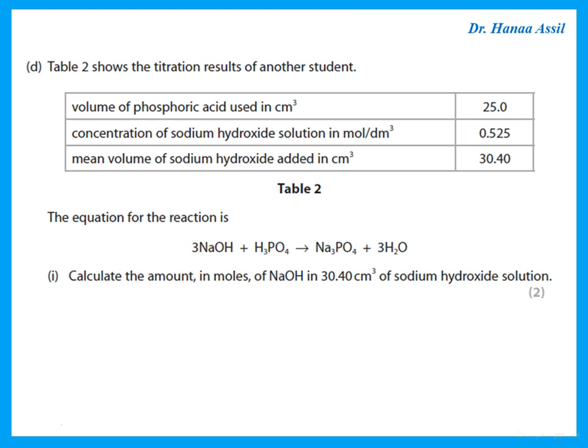Table 2 shows the titration results of another student. So he has the volume of phosphoric acid is 25, concentration of sodium hydroxide, volume of sodium hydroxide, and he gives me the equation. And he says, calculate the number of moles of sodium hydroxide. So how do I get number of moles of sodium hydroxide in a solution? Number of moles is concentration times volume. I have the concentration of sodium hydroxide. The volume in centimeter cubed, you have to divide by 1,000. So this gives me the number of moles of sodium hydroxide.